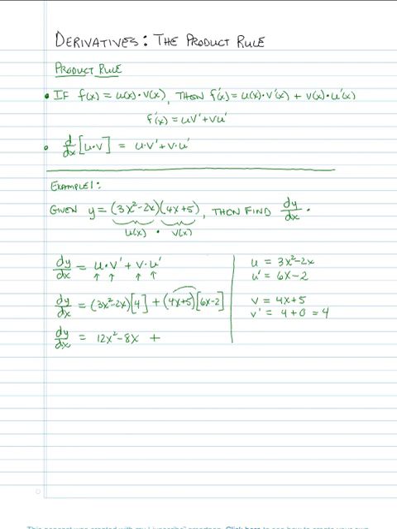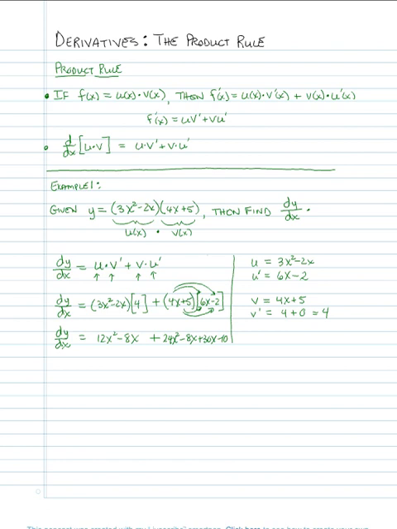So we'd get a 4x times a 6x, which will be 24x squared. And then, of course, we'll have a 4x times a negative 2, which will be minus 8x. And then, of course, we'll have a 5 times a 6x, which will be 30x. And then finally, 5 times negative 2, which will be negative 10.